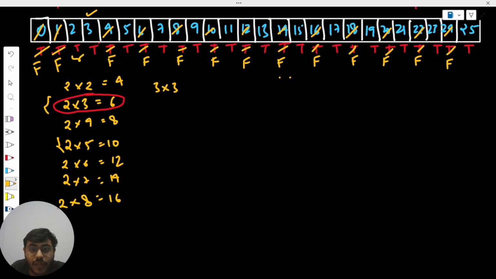Okay, so 3 into 3 is what? 3 into 3 is 9. So we mark 9 as false. This is false. Then we go to 3 into what? 4. 12, right? So we can see that it has already been marked.